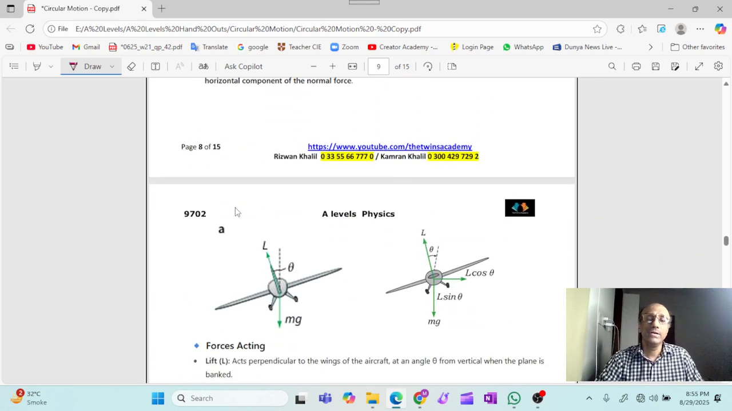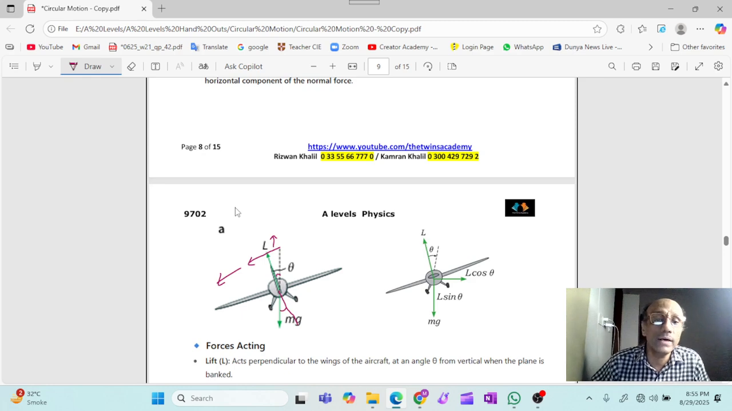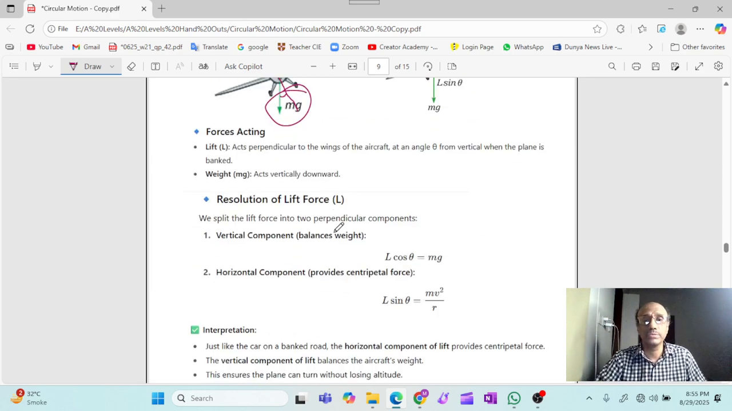Similarly, another diagram for the lift of a plane turning around the corner. The same thing we will do: we will divide it. If this angle is theta, this angle is also theta, and then we will resolve this. So the centripetal force again will act in this direction, and the component opposite will be the sin component, and along the adjacent line, it will be the cos component. The cos component again will be balanced by the weight and the sin component will provide the centripetal force.